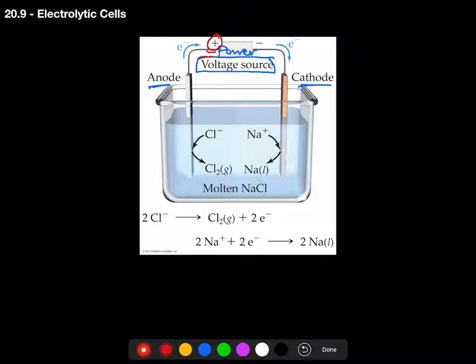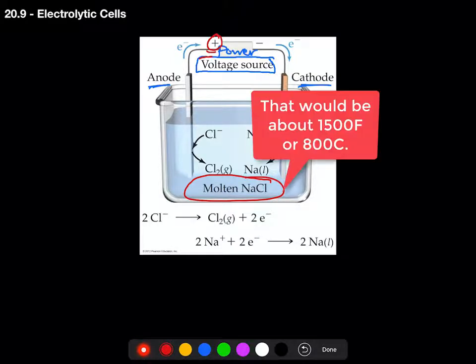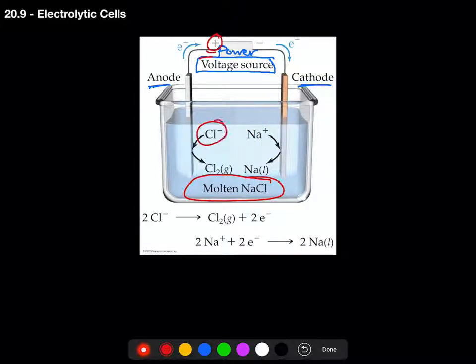Here we have molten NaCl, which is different than aqueous NaCl. When we say molten NaCl, we mean we took table salt and heated it so hot that it melted, which means my only species present are sodium ions and chloride ions. This figure doesn't list it, but these are inert electrodes. So chloride is going to be oxidized and sodium is going to be reduced, and that's my overall set of reactions.